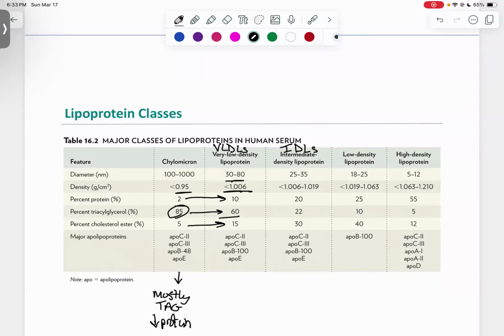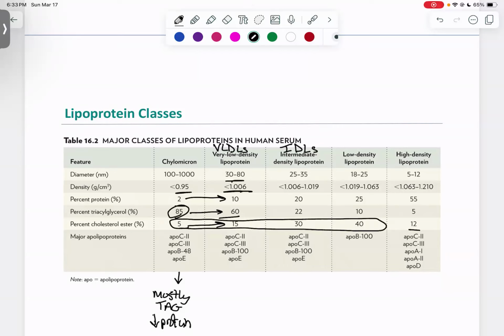And so they're a little bit more dense, right? A little bit more protein, a little bit less triglycerides, and a little bit more cholesterol esters. So as we're going across, if you look at your cholesterol esters, what's happening here, we keep going up, going up. Now, high density lipoproteins are different. We're going to talk about that.